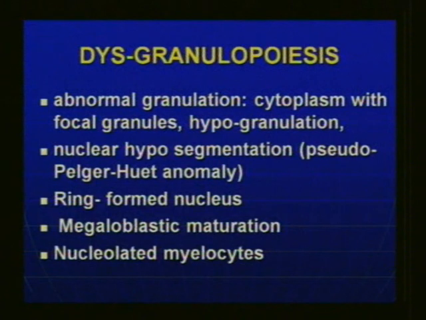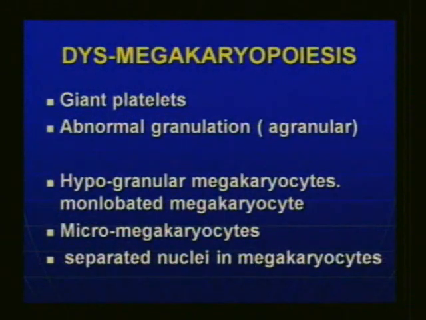Ring-formed nucleus, a nucleus divided into 2 separate nuclei in the same cell, megaloblastic maturation, nucleolated myelocytes, called monocytoid myelocytes. These are also features of dysgranulopoiesis. Dysmegakaryocytic features: you can find giant platelets, abnormal granulation, or agranular platelets.